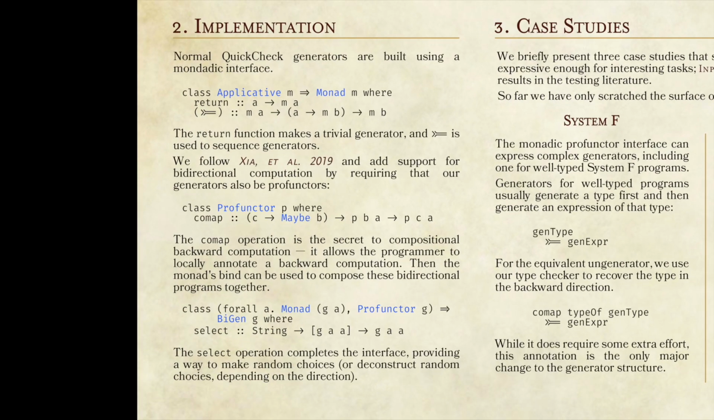Following prior work, we implement bidirectional generators in Haskell using monadic profunctors. The monad interface provides tools for generator composition, and the profunctor interface makes it possible to add annotations for the backward direction of the computation. Finally, we require a select operation, which makes a random choice in the forward direction and recovers a random choice in the backward direction.